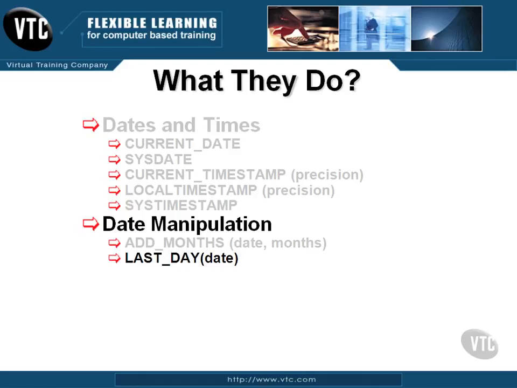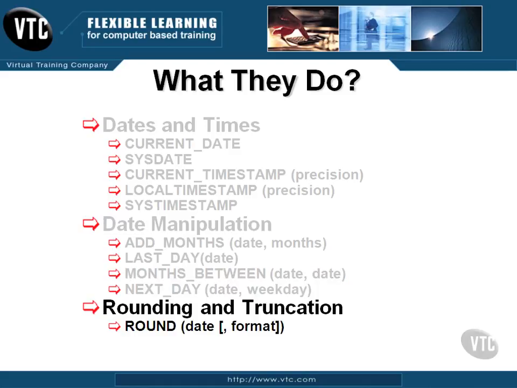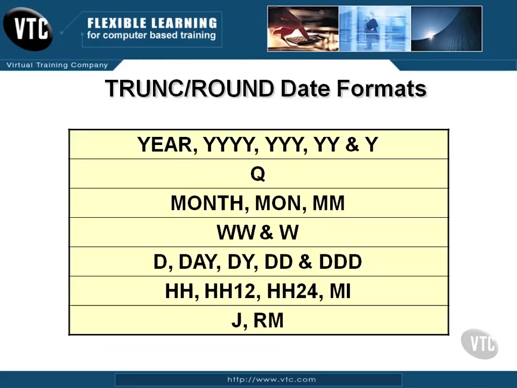The manipulation of dates. Add months. We've already seen that one. The last day: find the last day in a month for a date. Months between: find the months between two dates. Next day: find the next day of a date. Rounding: round a date to a specific format, we'll see by example. And truncate: chop things off, as opposed to round up or down, just chop off.